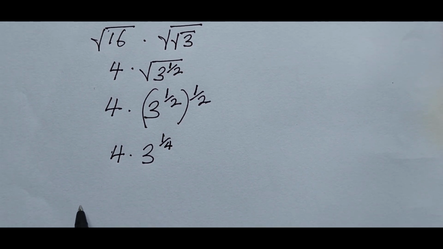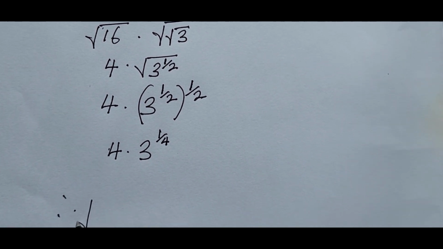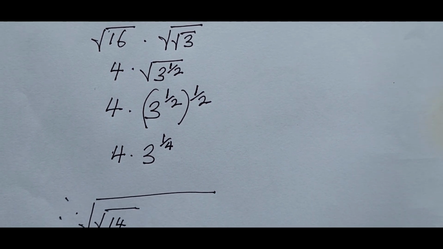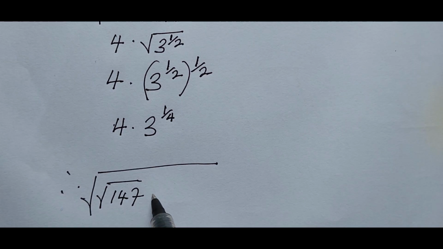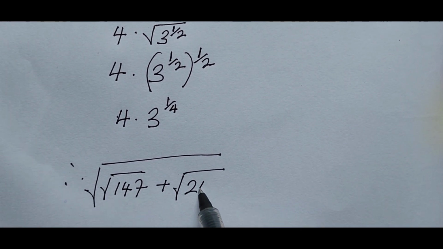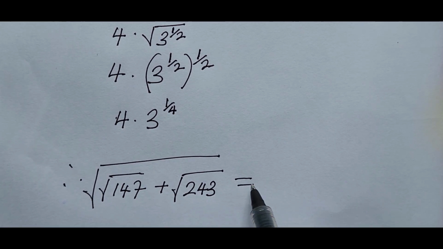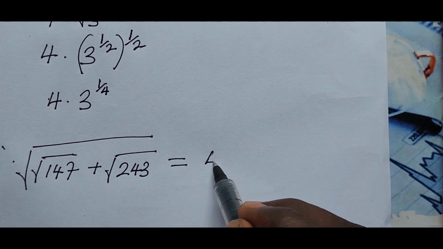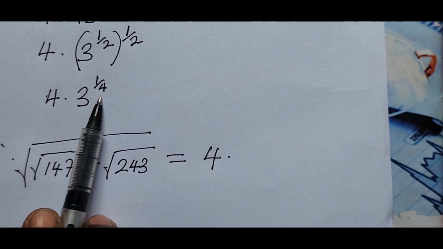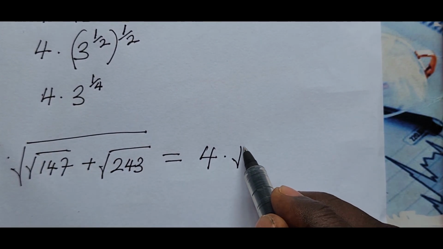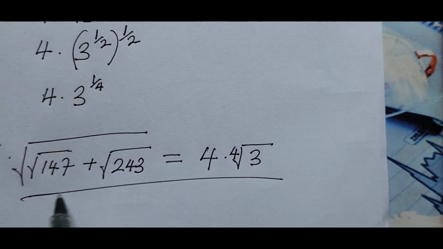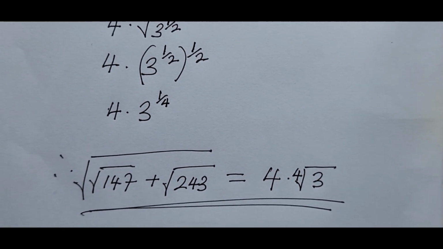And so we can say, therefore, the square root of the square root of 147 plus the square root of 243 is simply equal to 4 times, mind you, this is a fourth root, right? So 4 times the fourth root of 3. So this is how you simplify this without the use of the calculator.